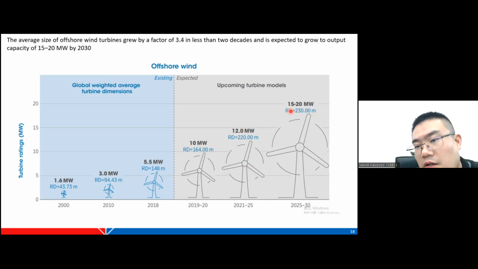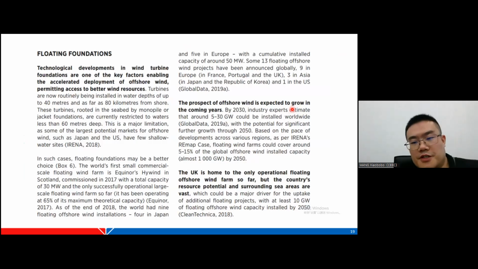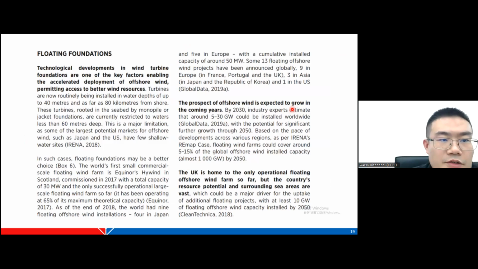As you can see, 15 to 20 megawatts will be the standard in the next 2 years. GE already has its 50 megawatts prototype in test. It will be in operation maybe next year. Things go so fast. And the floating foundation. Technology development in wind turbine foundations is one of the key factors enabling the accelerated deployment of offshore wind. Let's focus on this one: permitting access to better wind resources, which means we can go to even deeper sea conditions.